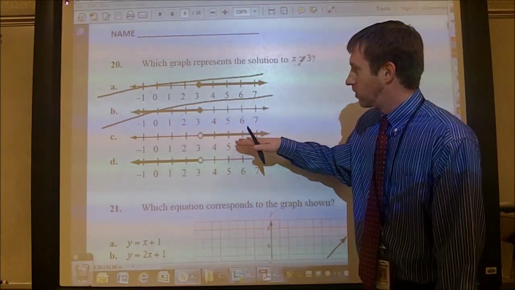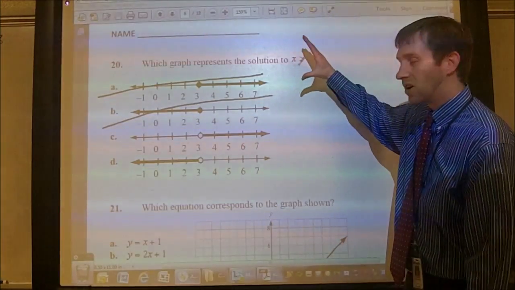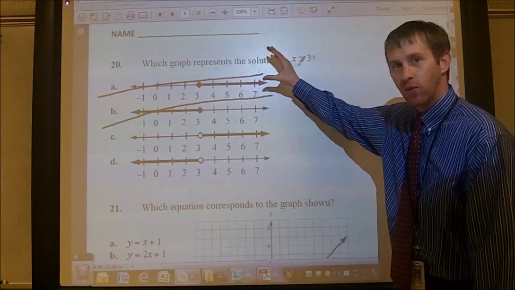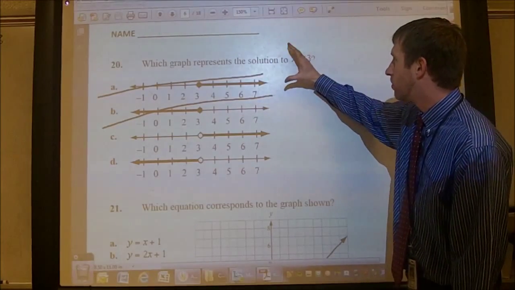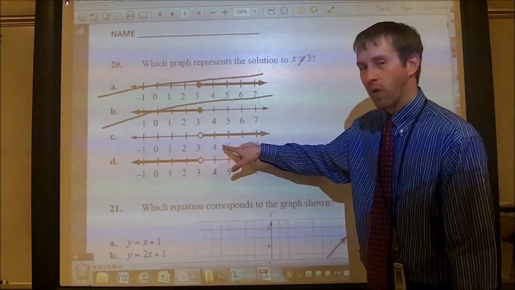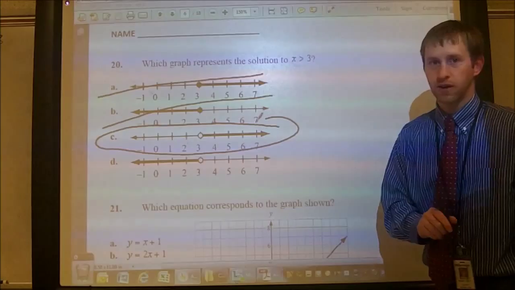Now I'm choosing between C and D. X is greater, so it's opening up to the x, it wants to eat whatever's bigger. You can think about it like an alligator. So what numbers are bigger than 3? Well, 4, 5, 6, 7, those are bigger, so our best choice there is C.